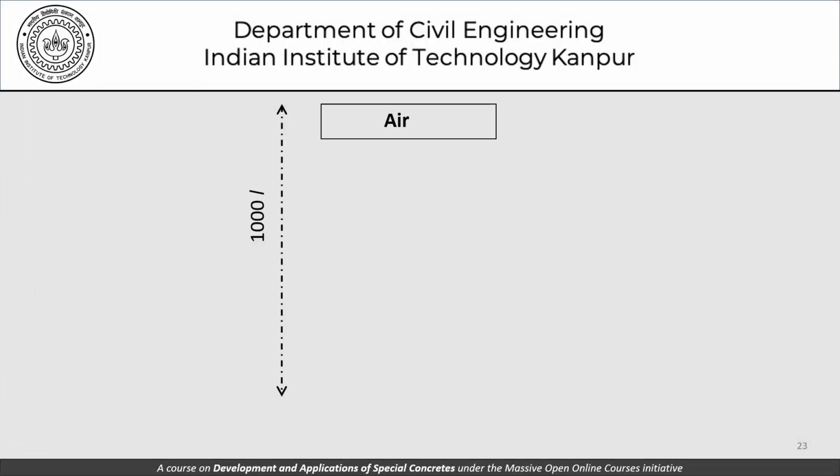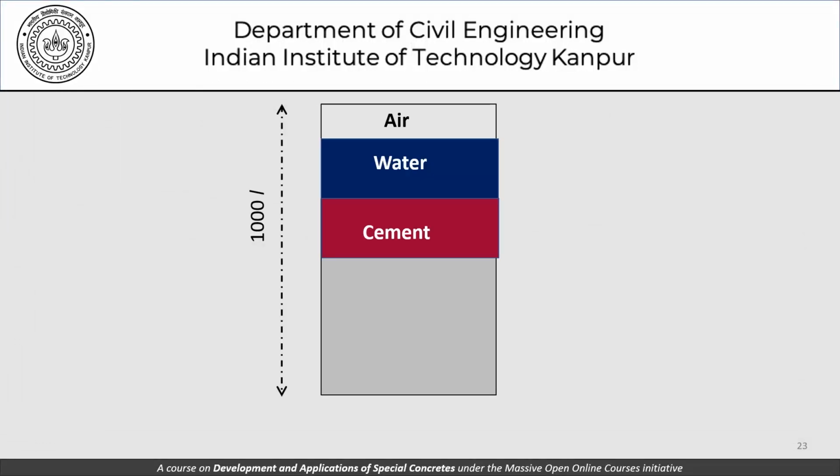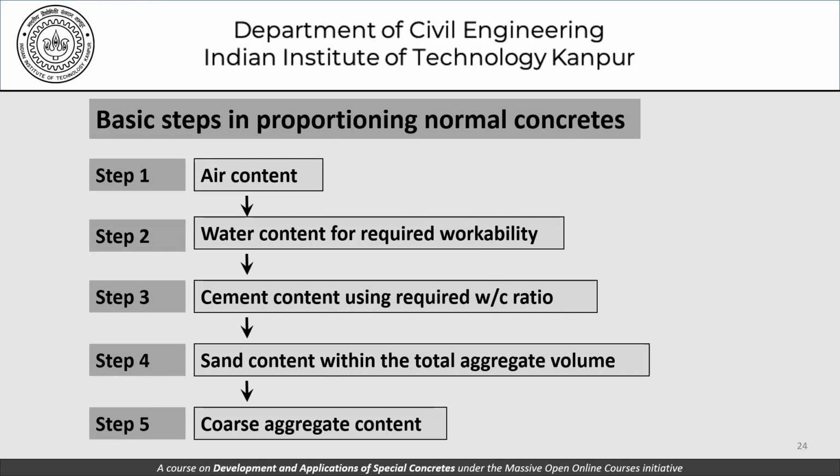So here we have air, water, cement, then we fix sand through the S by A, and the remaining part is coarse aggregate. To recapitulate, the basic steps in proportioning normal concretes would be first the air content. This of course is known to you as an input. How much air do we have? In air entrained concrete, it could be 4%, 5%, 6%, 7%. But in non-air entrained concretes, it can be taken to be 1% or 2%, or may be ignored depending on the specification or the method that you're following.